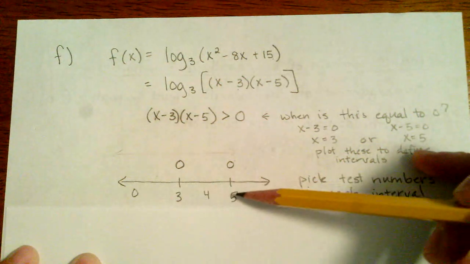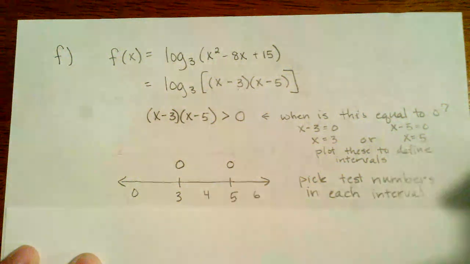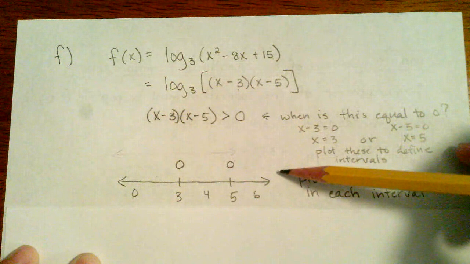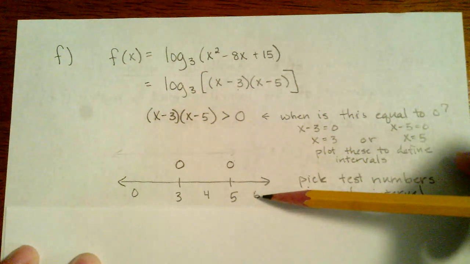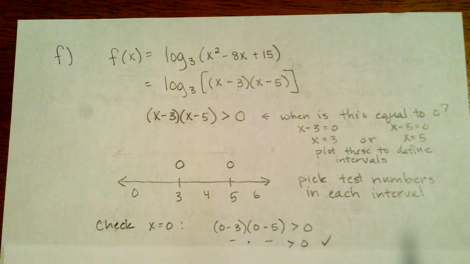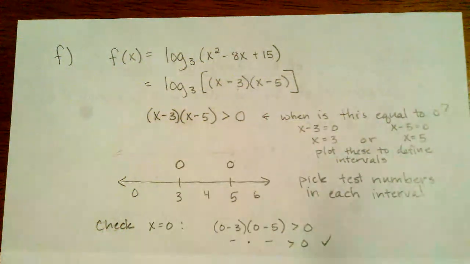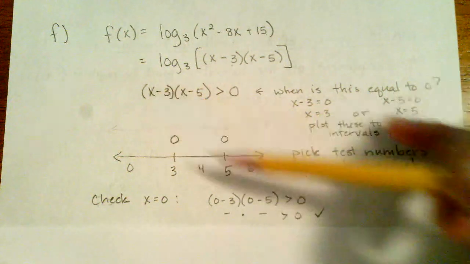Between 3 and 5, I could pick any number. The easiest number I think to pick is an integer, 4. And above 5, again, you could pick 100, you could pick 1,000,000. I'm picking 6 because it makes my arithmetic easy. So after that, I am going to check my test number. So I'm checking 0. I am putting 0 in for x.